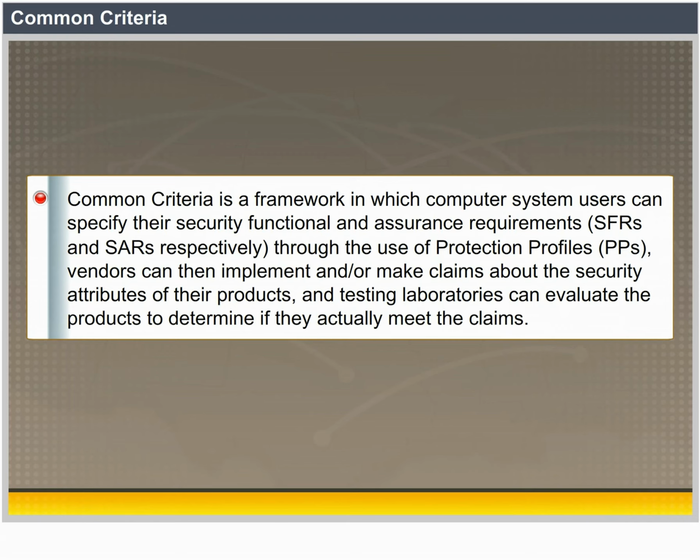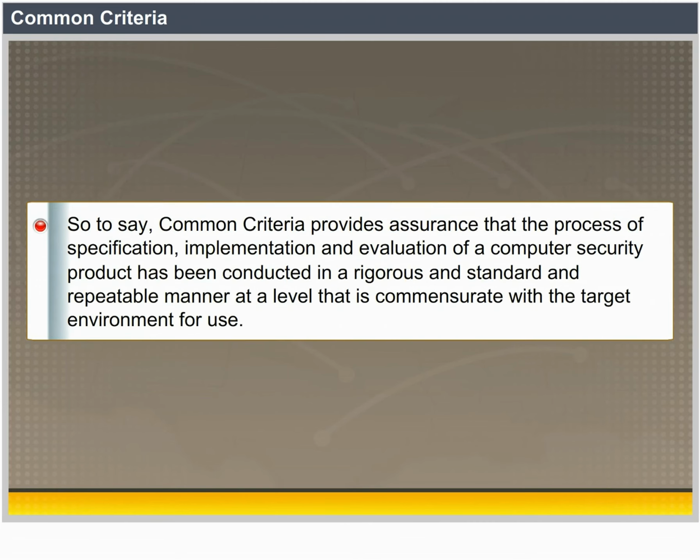Through the use of protection profiles, vendors can then implement and/or make claims about the security attributes of their products, and testing laboratories can evaluate the products to determine if they actually meet the claims. In other words, Common Criteria provides assurance that the process of specification, implementation and evaluation of a computer security product has been conducted in a rigorous, standard and repeatable manner at a level that is commensurate with the target environment for use.